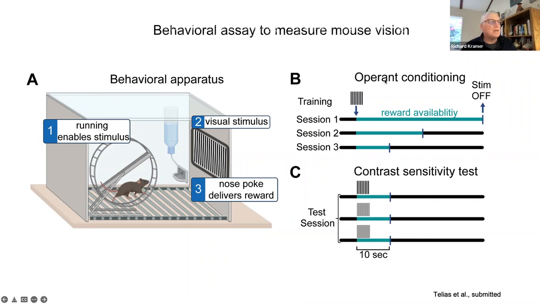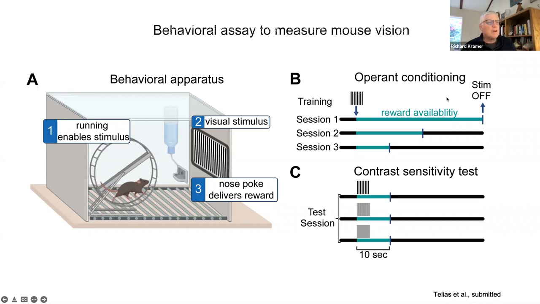using an operant conditioning task where we train mice to recognize a visual stimulus, which is a drifting grating shown on a computer screen. The mice are trained to run on a running wheel, and when the image pops up, they learn to associate that image with the availability of a reward that they can get by poking their nose into a little nose poke device, which delivers a drop of sugar water. We start out with mice that are water deprived, so they're very motivated to get a drop of water, and they learn by trial and error that the image represents the availability of reward.